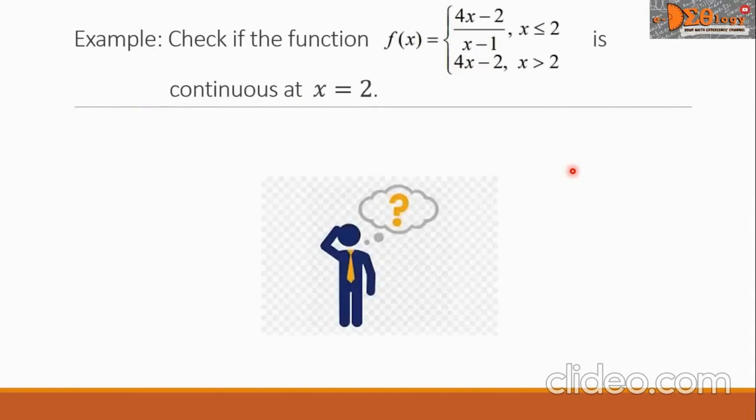Let us see this example. Check if the function f of x is continuous at x equals 2. In here, the function is a piecewise function and we have two functions on the given subintervals. The first function is 4x minus 2 over x minus 1 when x is less than or equal to 2. The other function is x minus 2 when x is greater than 2.